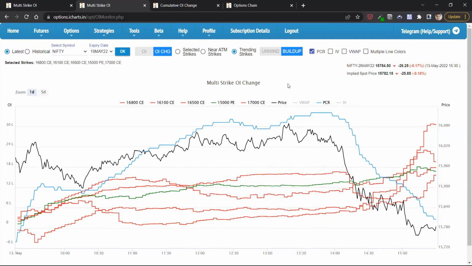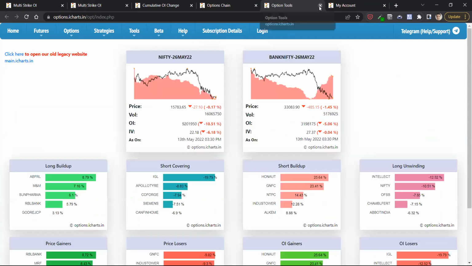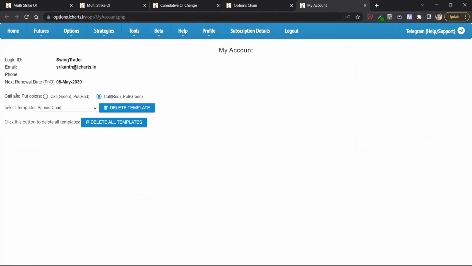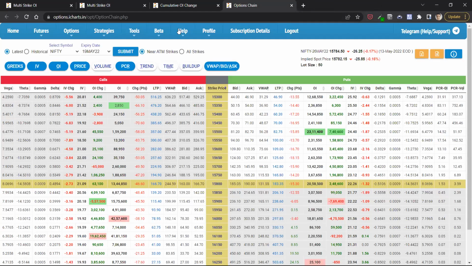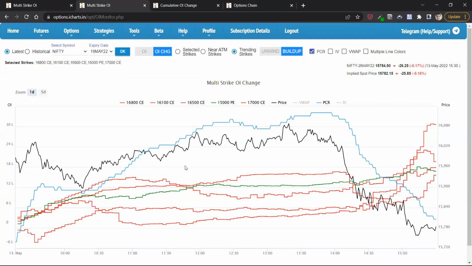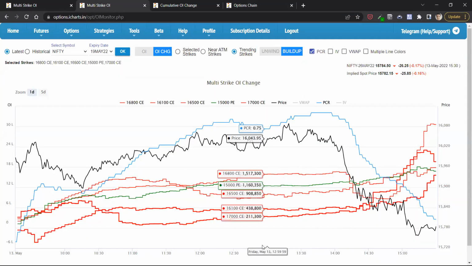So from where we can change this color, red or green? Profile, my account. If you go to profile, my account, this is where call and put colors are. I think by default in your case it will be this, so you can change it to call red, put green. Yeah, so you can change it. There is no need to save. Just click here and close off this page. That's it, and reload this page. It'll refresh and give you these colors.